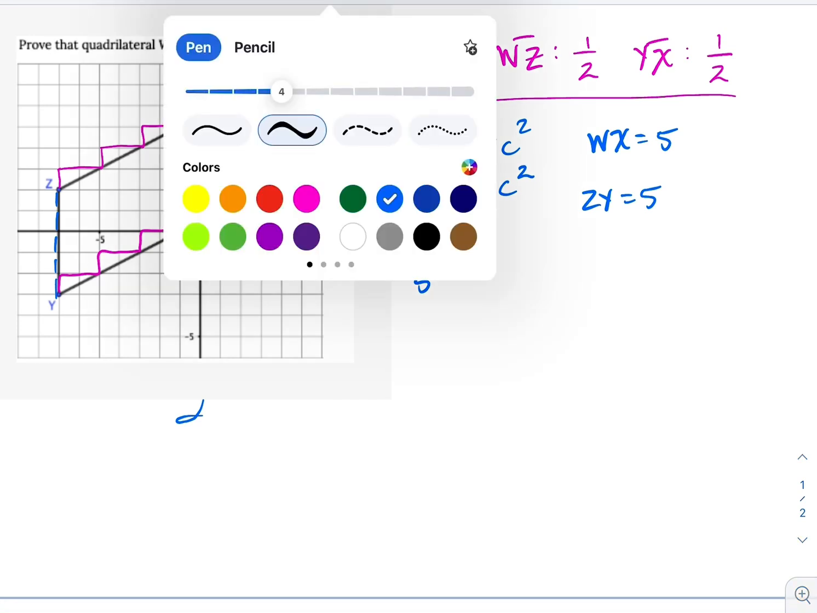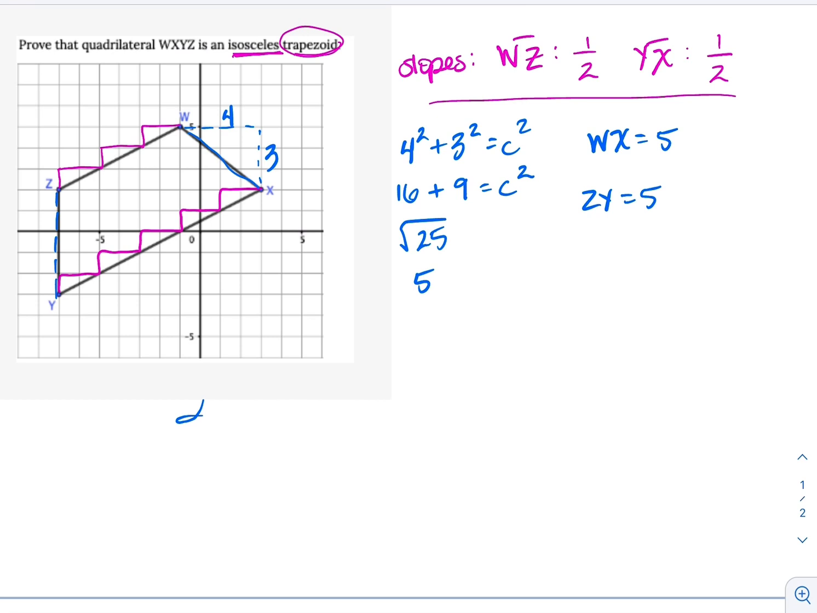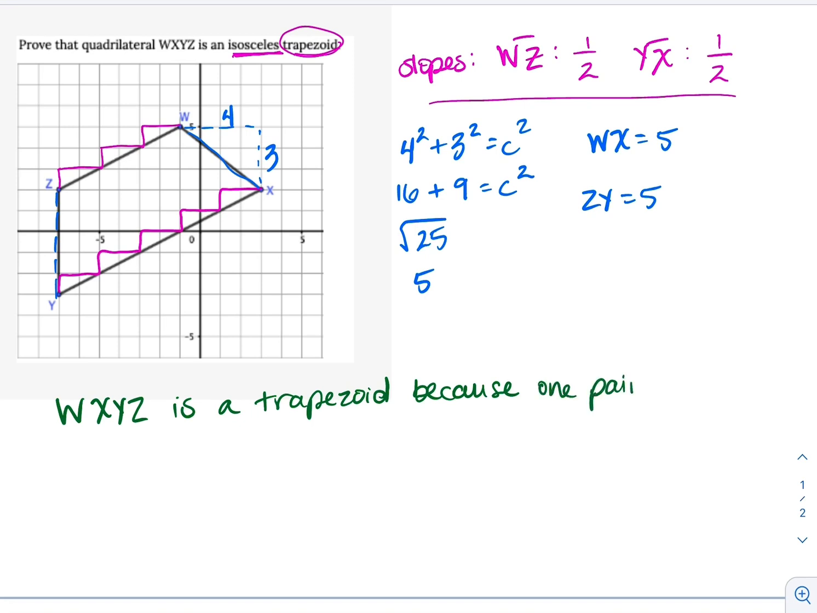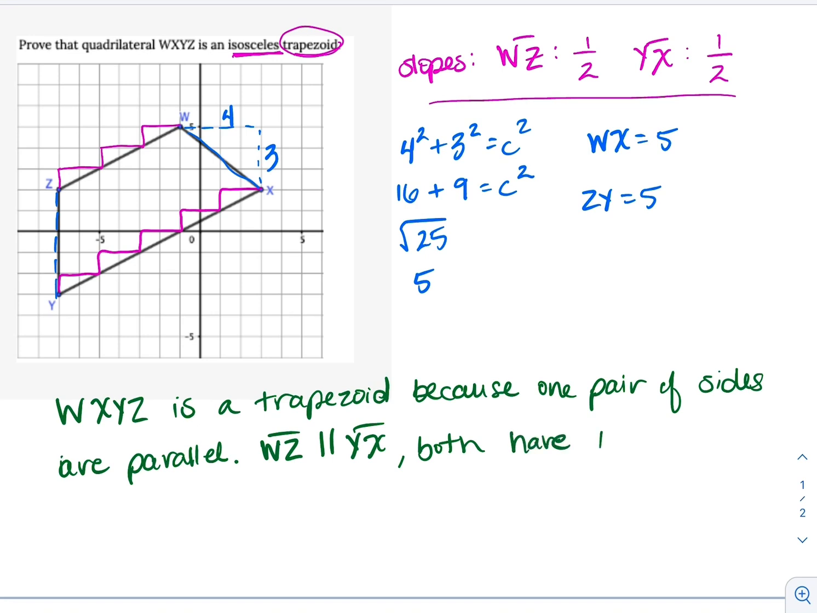Okay, so let's write our description. Let me erase this. So I'm going to say, WXYZ is a trapezoid because one pair of sides, we'll say, are parallel, and that has to do with the slopes, so let's support that. Segment WZ is parallel to segment YX. Both have the same slope, 1/2.